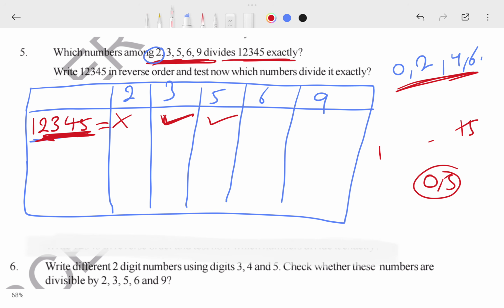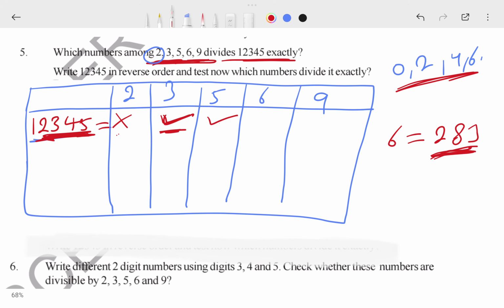Checking 6, is it divisible by 6 or not? First of all we need to know whether this number is divisible by 2 or not. For checking divisibility by 6, it has to be divisible by both 2 and 3. Here it is divisible by 3, that's good, but not divisible by 2. It means that this is not going to divide by 6. So this number is not divisible by 6.